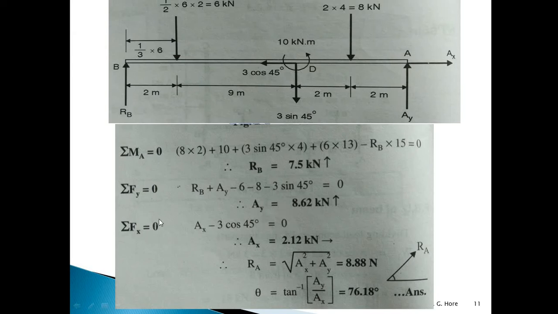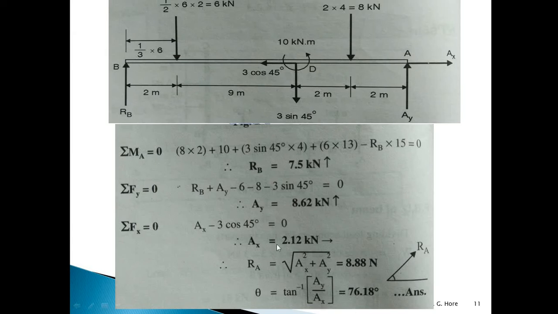Then summation Fx is equal to 0. Now in summation Fx, the x component is this horizontal force 3 cos 45 plus AX. So AX is equal to 2.212 kilonewton. Now the resultant reaction at A is the root of AX square plus AY square. Put these values of AX and AY in this formula and you will get the magnitude of RA. And theta is tan inverse of AY upon AX, you will get theta.